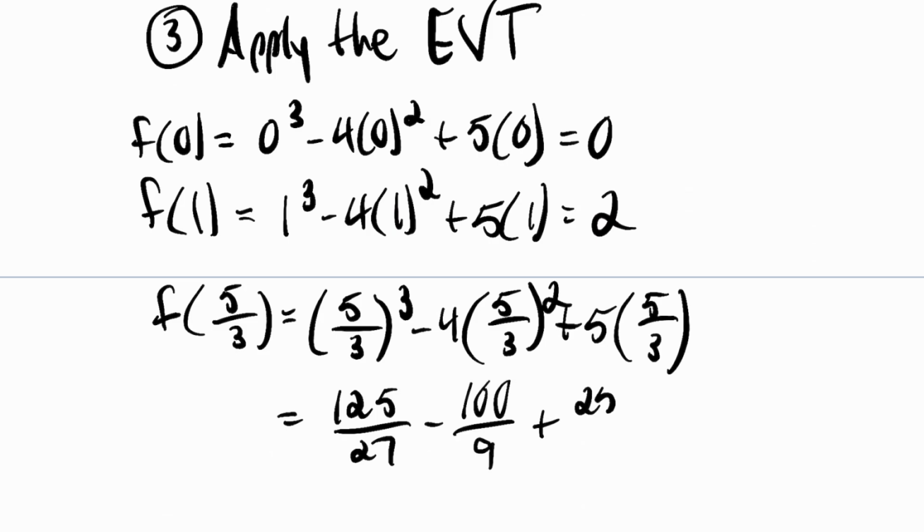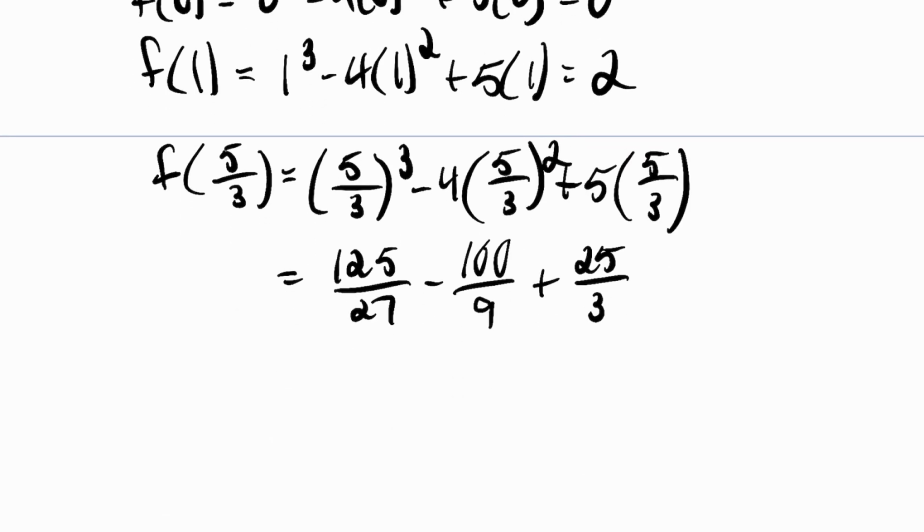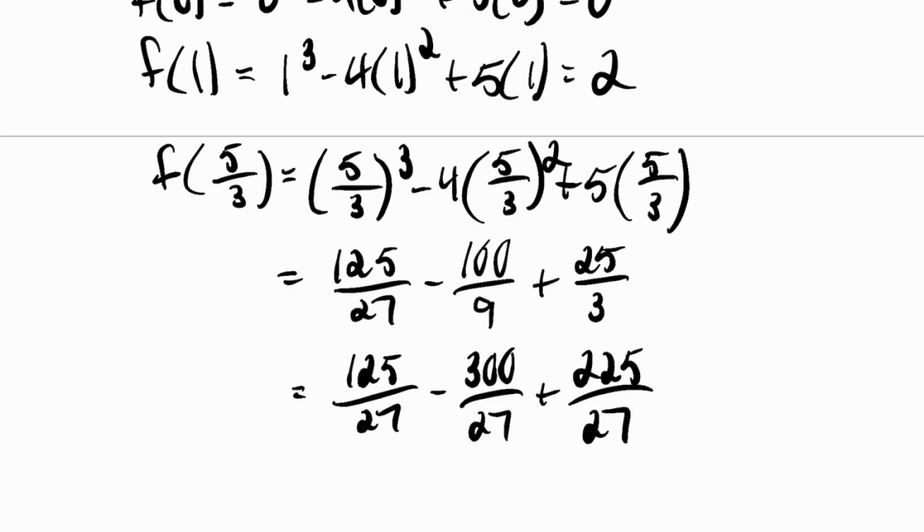plus 25 over 3. And again, it might be tempting to go to a calculator, which, that's fine. I'm just going to do it manually. So both of these fractions need to be scaled up. They don't have the right denominator. So in the first case, I'm going to multiply top and bottom by 3 to get 300 over 27. And then in this case, I'll multiply top and bottom by 9, so I'll have 225 over 27. So I get 125 over 27 minus 300 over 27 plus 225 over 27. Someone can check my arithmetic there. I'm pretty sure that that's right, pretty confident on that.